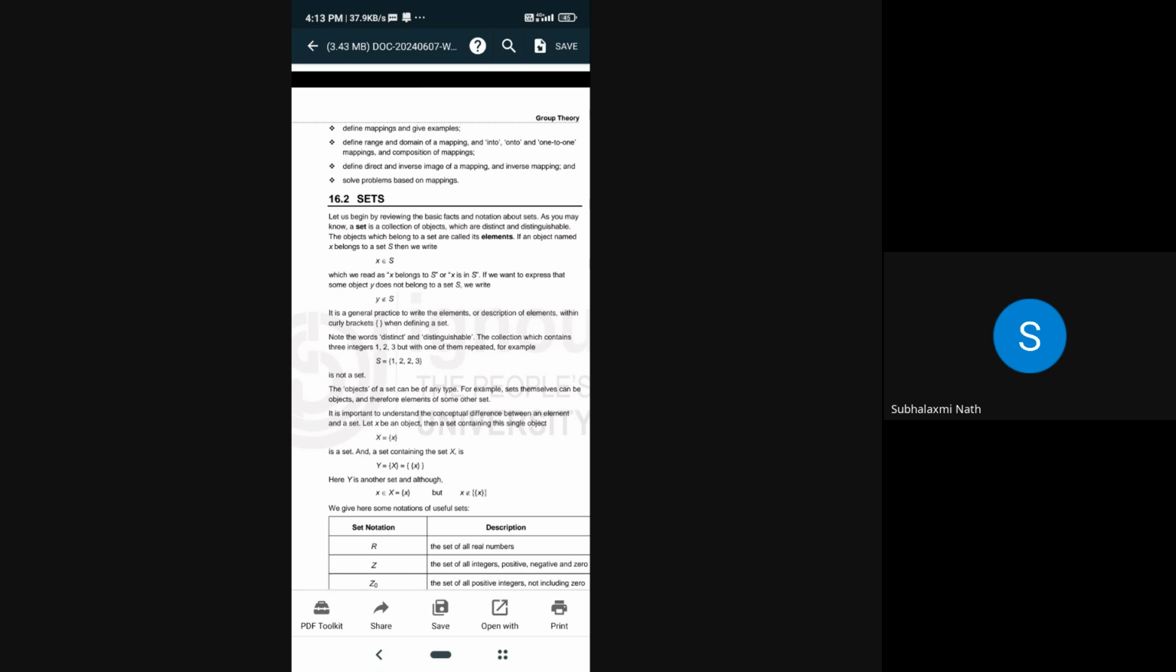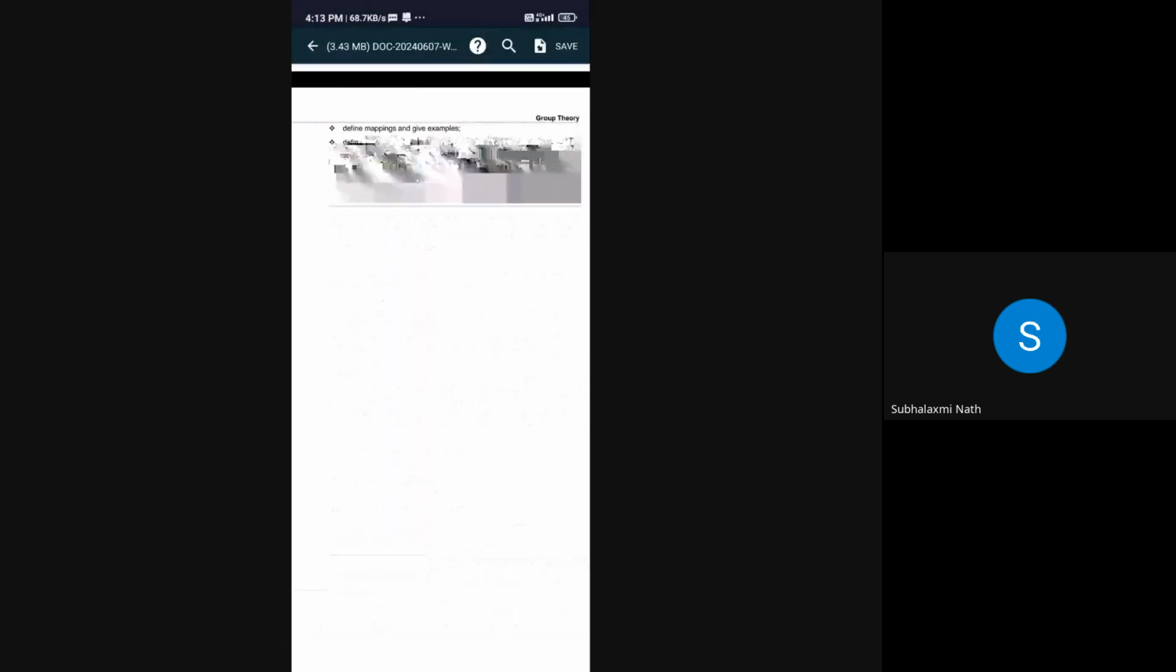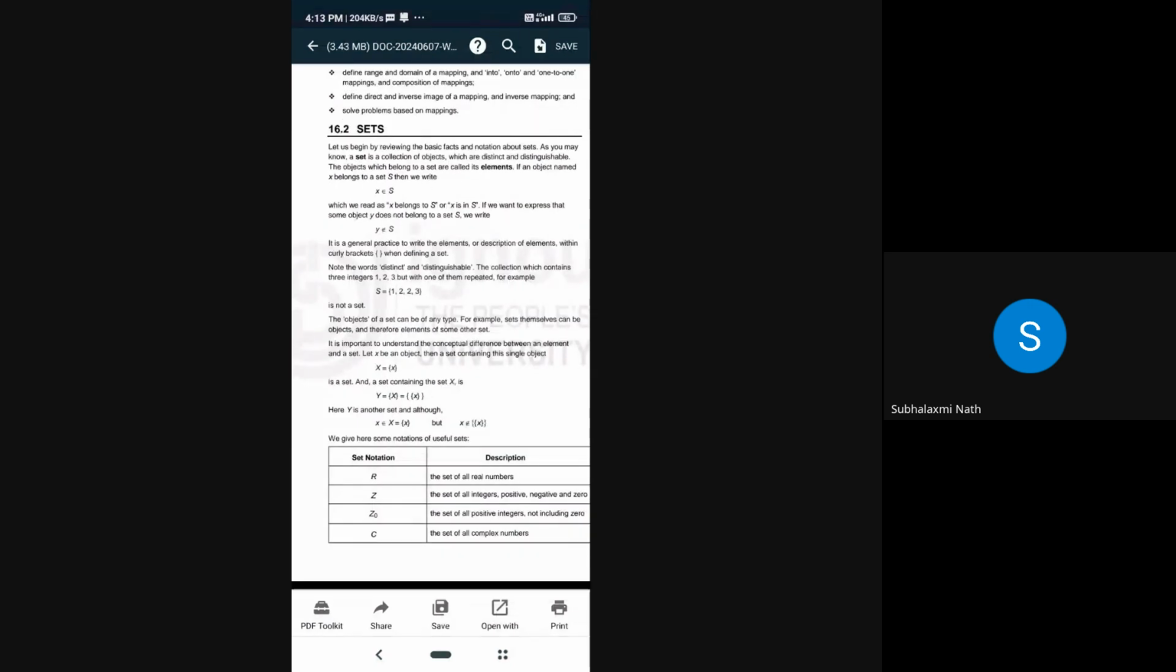The objects of a set can be of any type. For example, sets themselves can be objects and therefore elements of some other set. If you simply write S equal to curly bracket 1, 2, 2, 3, that may not be a set. It is important to understand the conceptual difference between an element and a set. There are many collections of elements, but not all collections of elements are sets. The basic definition of a set is a collection of objects provided they are distinct and distinguishable.